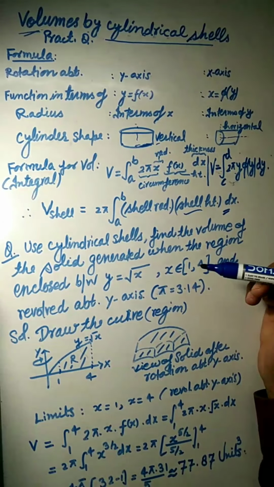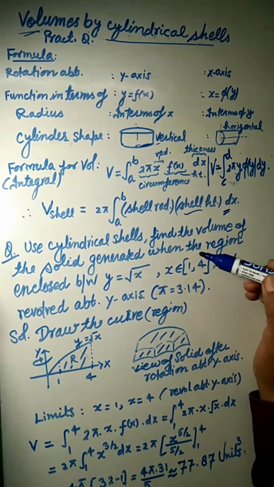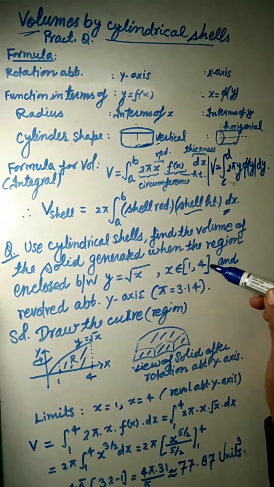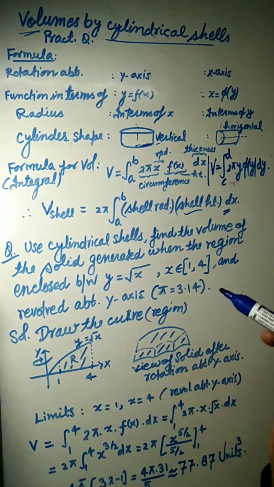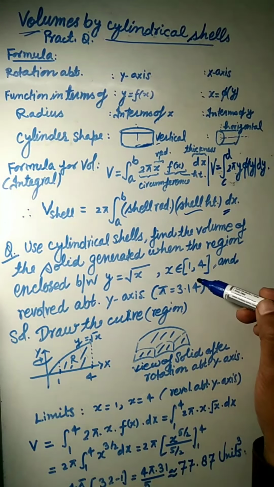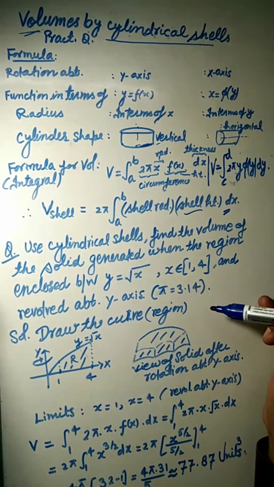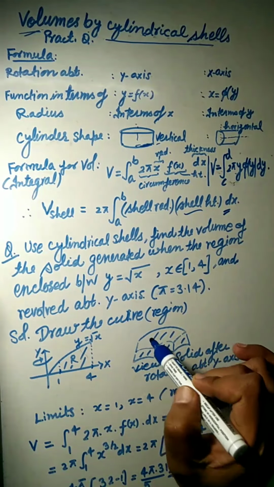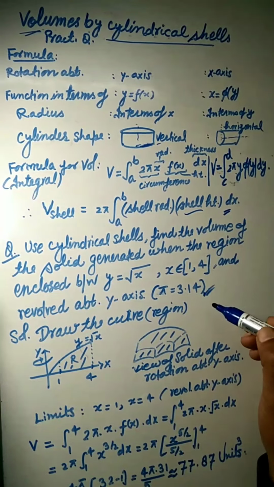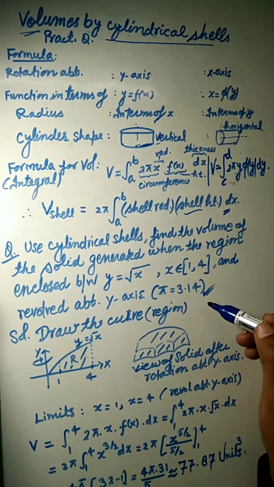Use cylindrical cells. Find the volume of the solid generated when the region enclosed between y equals root x and x belongs to 1 and 4 is revolved about the y-axis, given that pi equals 3.14, and find the volume.